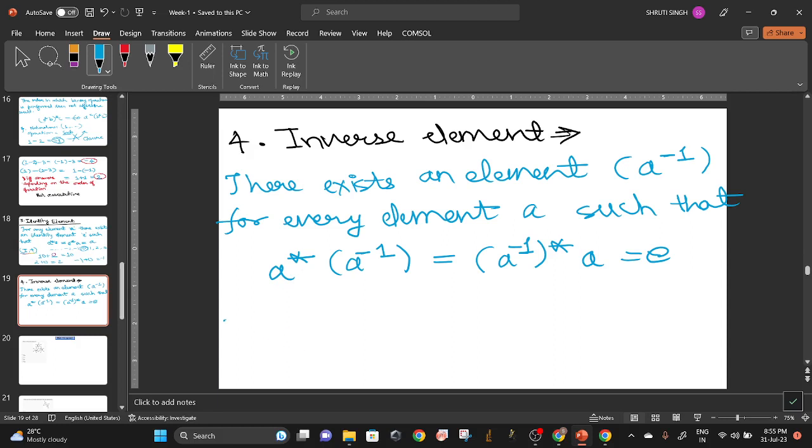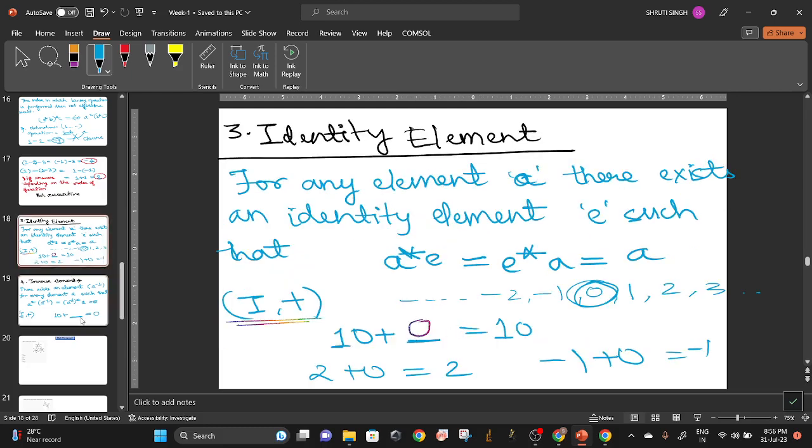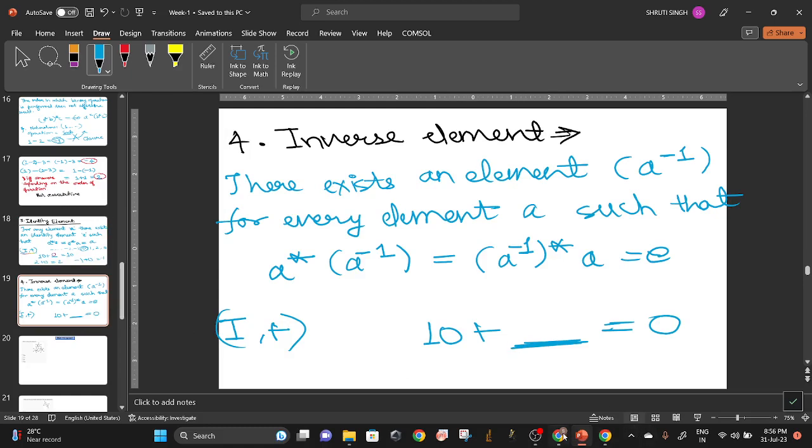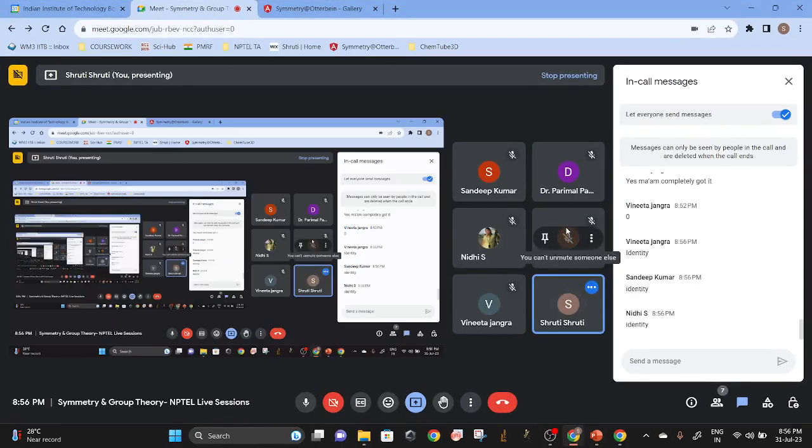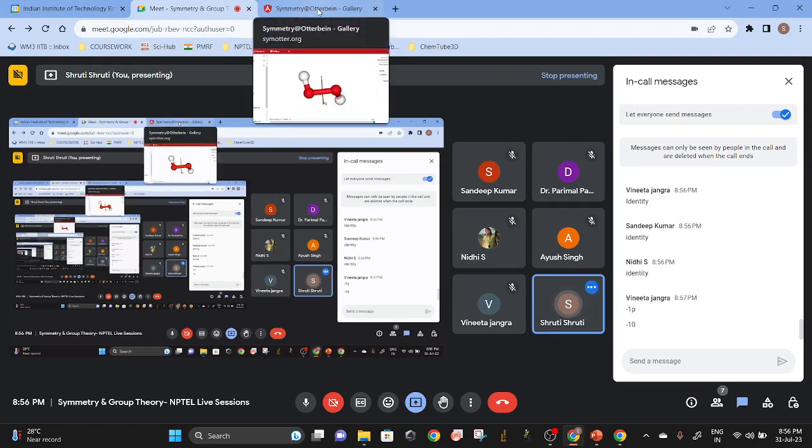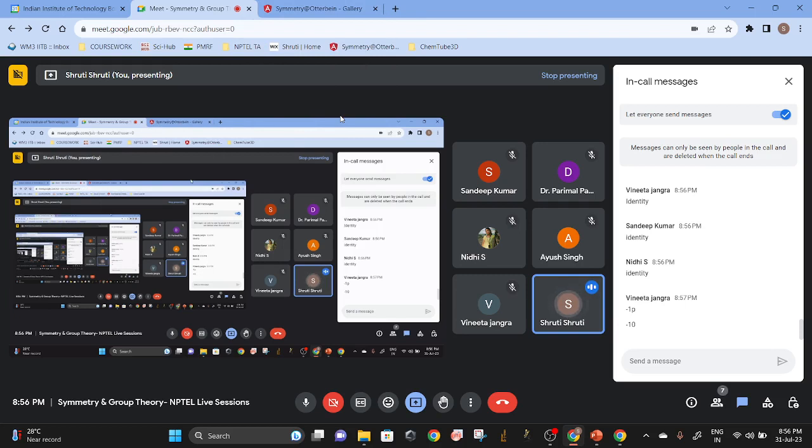Suppose I'm again taking the integer set with the plus operation. Now I have to get identity. Let's take the example again, 10 plus something I should add here to get my identity. Identity was 0, as we saw here, so I have to get 0. What to add here? Yes, we have to add -10. Is -10 an element of the set? Our set here is integers. Is -10 in the set of integers?